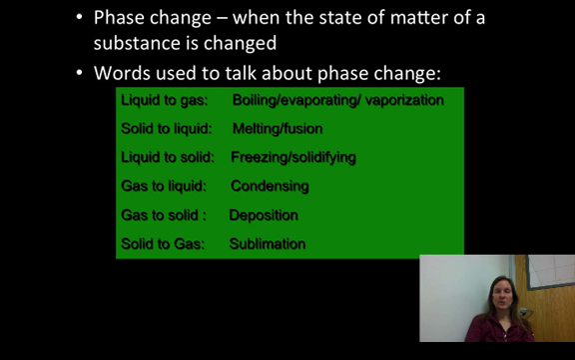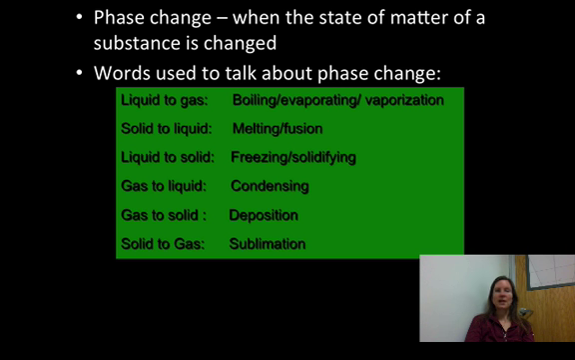When we change phase, we're not changing the temperature. We're simply changing the potential energy. So we can do a delta H of that change. On the screen here are just the words associated with those changes, just so you're aware of how we quantify that.